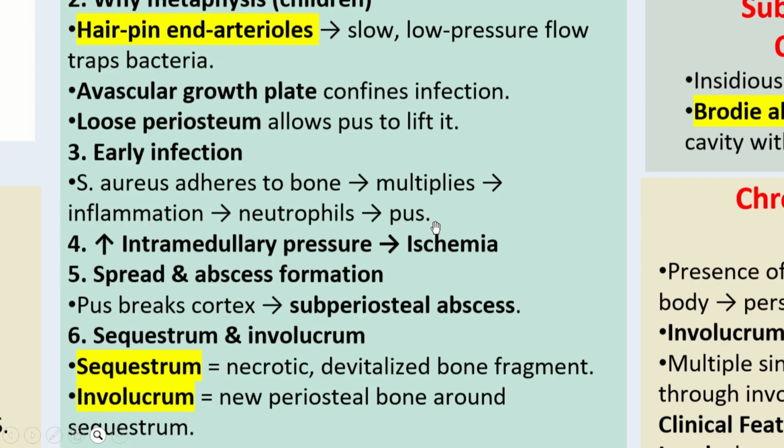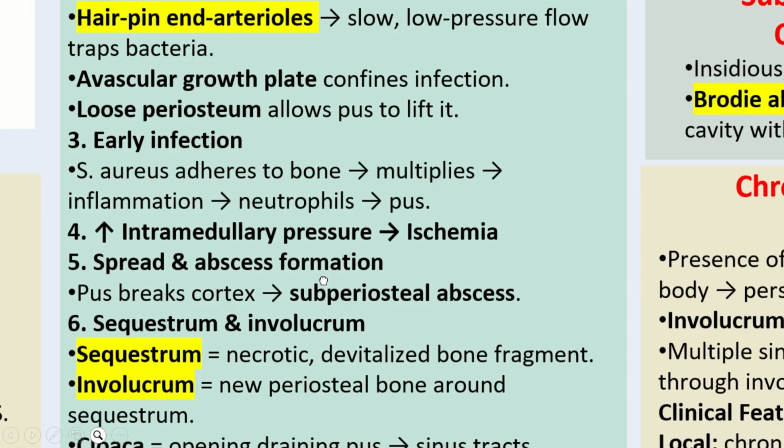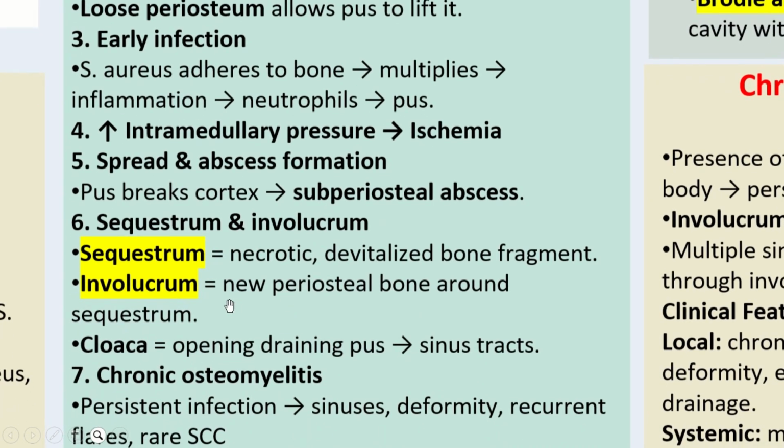When pus is formed, the intramedullary pressure, that cavity inside the bone, is going to increase, and then we end up with ischemia because of the pressure on the arterioles that are supplying the bone. Now, when we have ischemia, the bone is going to die. Then we have the spread of abscess formation. So when the pus breaks the cortex, we are going to have a subperiosteal abscess, and we shall always pick this up on our imaging.